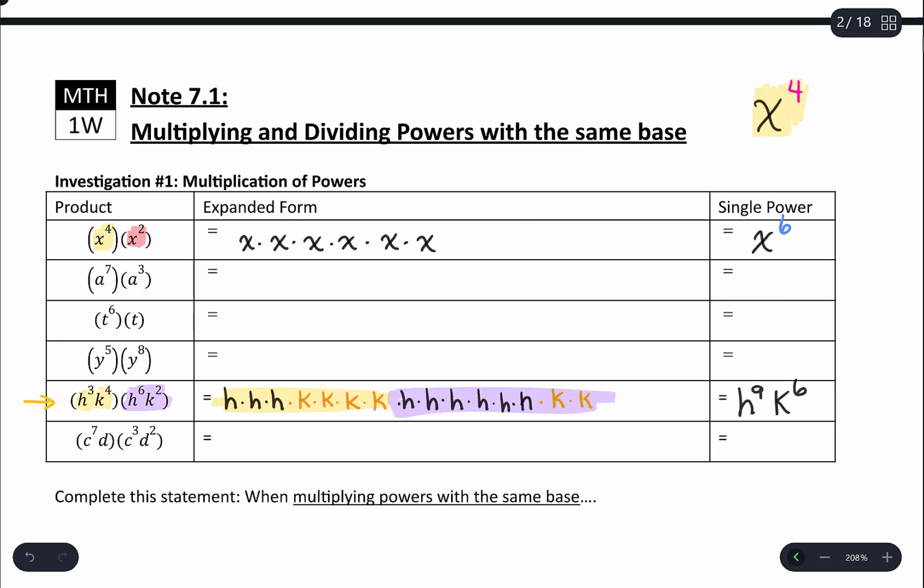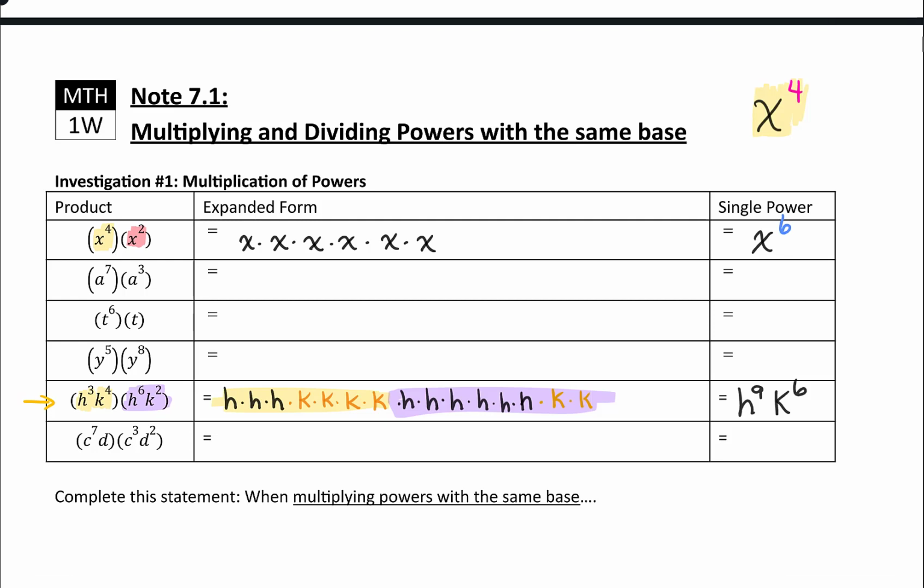What's really important here is that we only collect bases that are the same, because h is not the same as k, therefore they can't go together under a single power. Okay, so I want you to fill out the rest of this table here and see if you can complete this statement on our page.